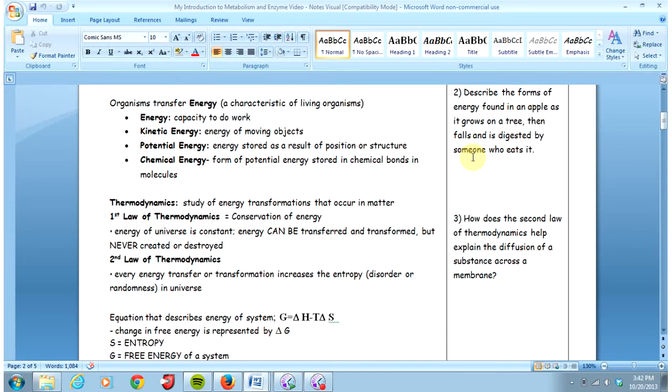Since it's high up in the tree, it also has another form of energy due to its position, because it will fall due to the force of gravity. So it has the potential to fall down. If it's cut off the tree or if it detaches from the tree and starts to fall down, it's got some kinetic energy since it's moving. Once it's on the ground and gets picked up by someone who starts to eat it, the chemical energy within the sugar molecules in the apple starts to get broken down and used by the person who's eating the apple.